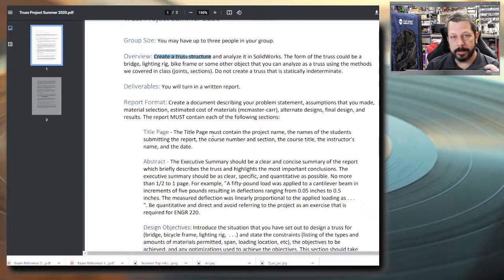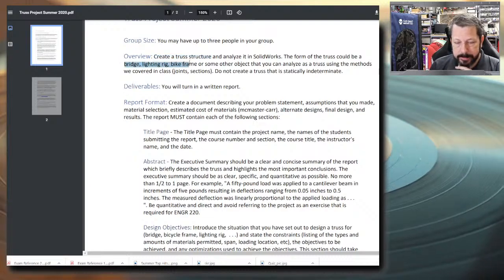And then you're going to also solve it through simulation. I have written that you will analyze it in SolidWorks. If you have a different piece of software that you already know how to use to analyze trusses, then that's okay. If you have nothing, then use SolidWorks, because you do have SolidWorks, or at least you can get SolidWorks.